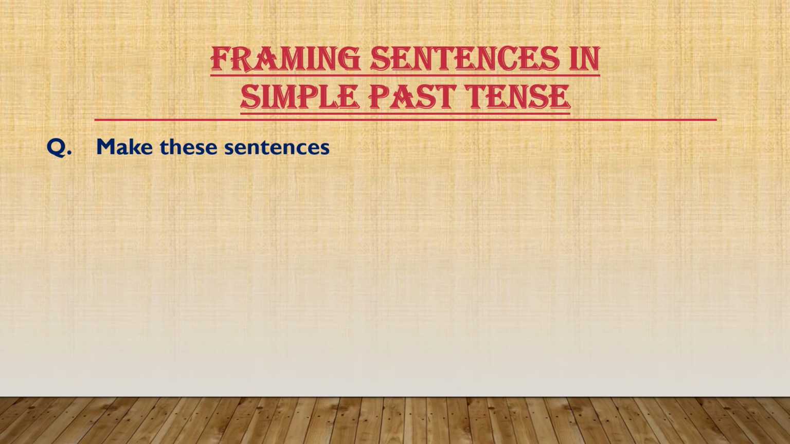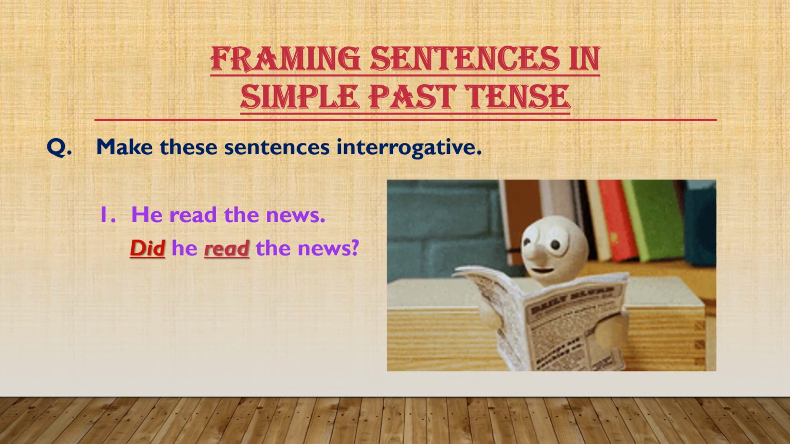Now let us change the given sentences into interrogative. That means questions. And do you remember what we have to do here? Yes, you are right. You will start the sentence with did followed by the subject and then the root form of verb. Let us practice now. The first sentence, he read the news. The same sentence I have taken again purposely. Let us change it into a question now. And in questions, we started with did. Did. Then the subject. Who is the subject here? He. Did he read the news? And then you put a question mark.